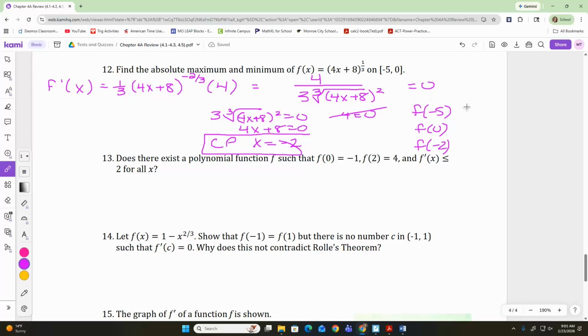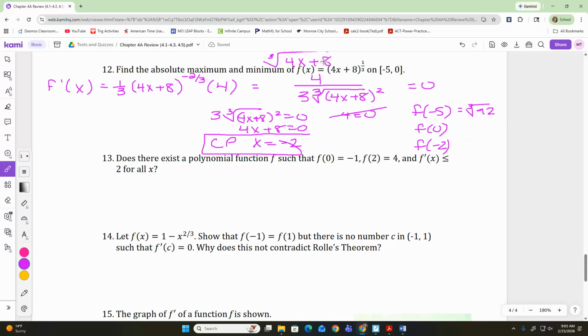All right, so if I put in a negative 5, this just means the cube root of 4x plus 8. So if I put in negative 5, negative 20 plus 8 is negative 12. So I have the cube root of negative 12. I don't know exactly what that comes out to be, something between negative 2 and negative 3.